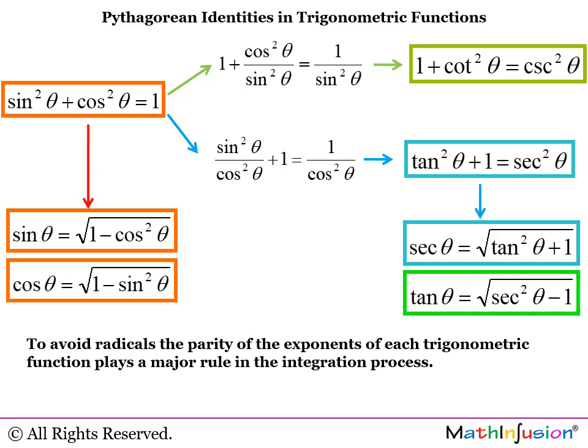To avoid radicals, the parity of the exponents of each trigonometric function plays a major role in the integration process. It is very, very important to avoid radicals at all cost. So you really need to know all those identities that are written here very, very well.